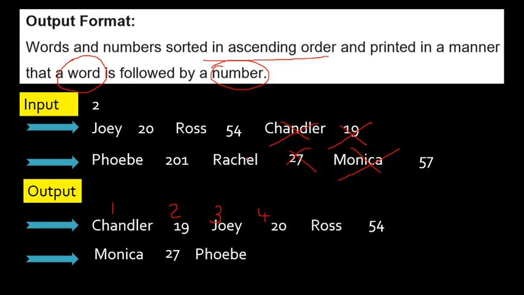Followed by which number? 27 is done. So we have 201 and 57. So which number should come now? 57 will come. Okay. After that, one more name is remaining, which is Rachel, followed by last number 201. This is how you need to arrange it. Okay. Place a word followed by a number. This is the question. Okay.